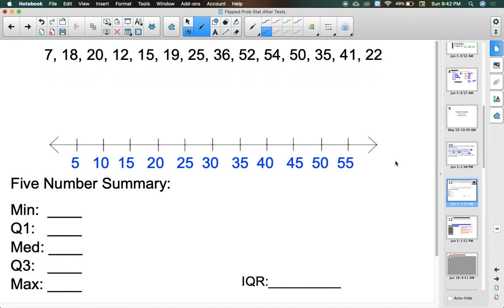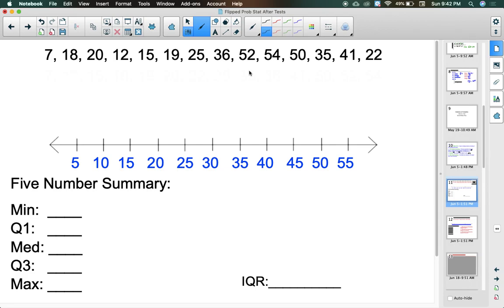So first thing you're going to want to do is pause this video and put this list of numbers in order from least to greatest. Whenever we find box and whisker plots or create box and whisker plots, it's always helpful to have our data in least to greatest order. So pause the video, take a second, put those numbers in least to greatest order.